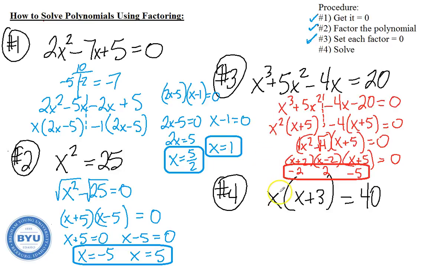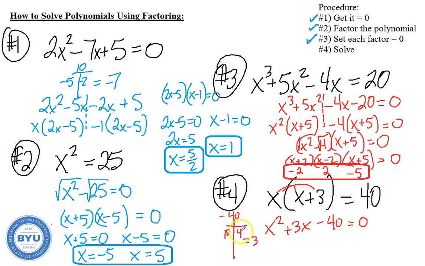Number 4, we have to get it equal to 0. So I'm going to distribute the x. I get x squared plus 3x equals 40. We need to subtract that 40 over. So it's minus 40 equals 0. I need to find the factors of negative 40 that add up to 3.